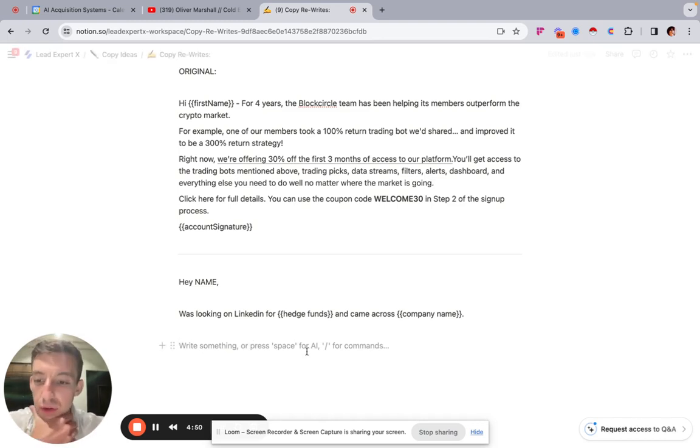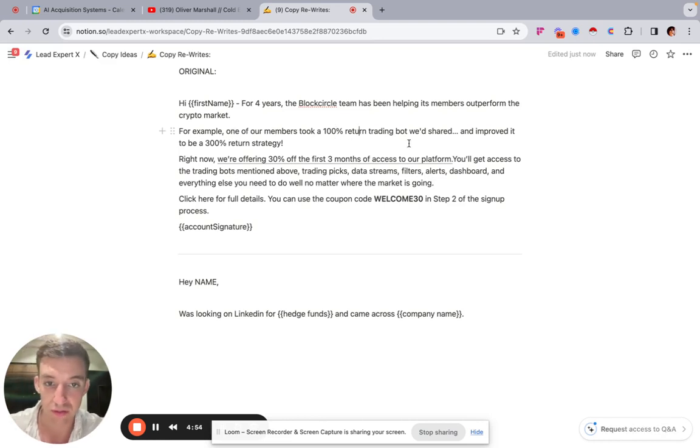And then we want to, again, keep it really short and simple here. So one of our members took a 100% return trading bot we'd shared and improved it by. So they're selling some kind of trading bot, right?